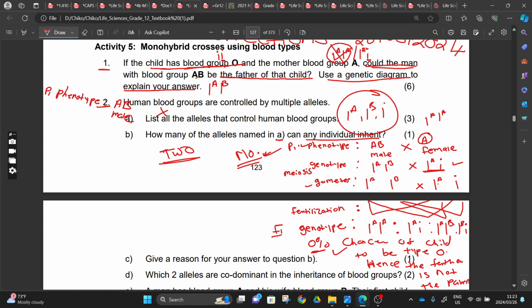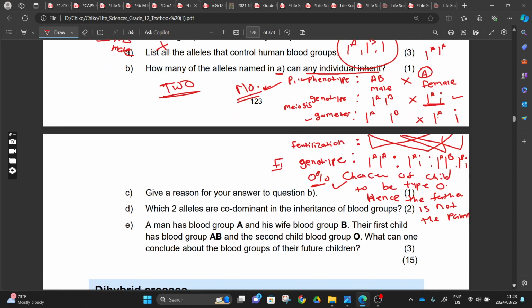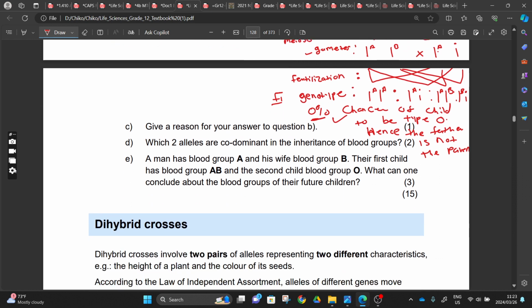Why? Because the factors separate. So during segregation, they separate and make sure that each gamete has 1 chromosome. And then number C, give a reason for your answer. That's the reason that I was explaining here.